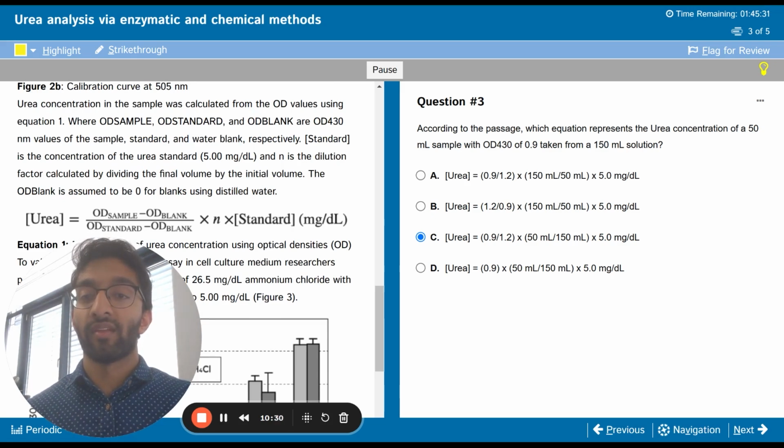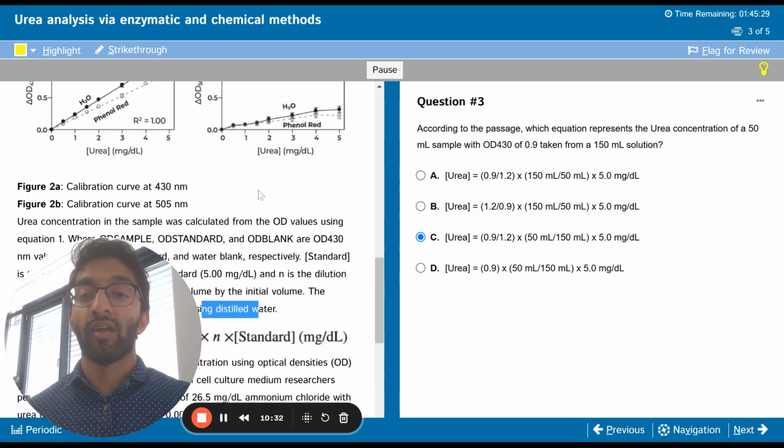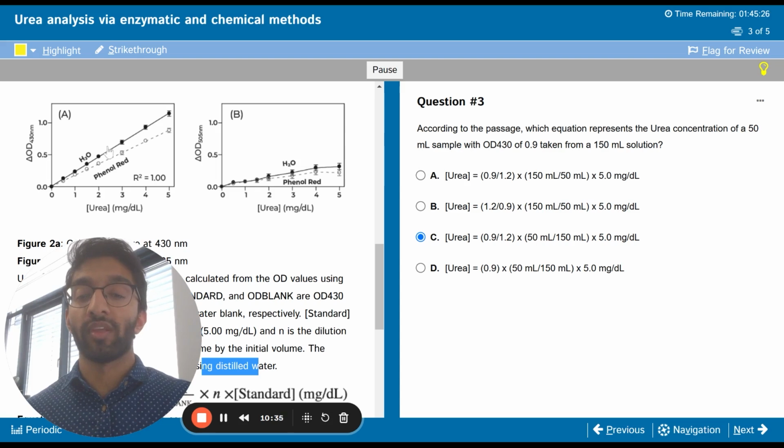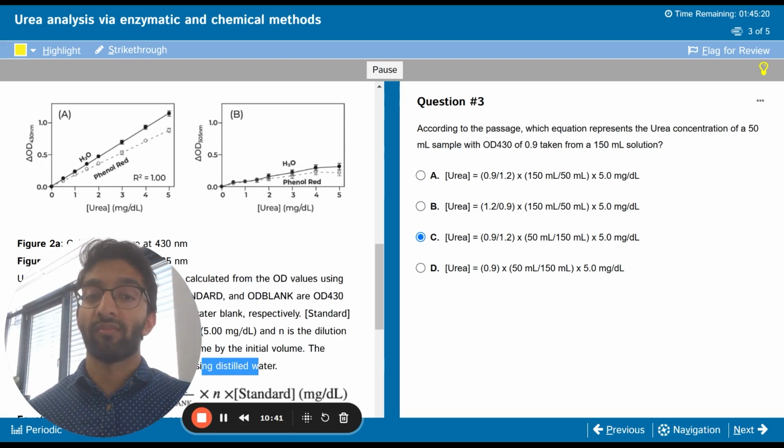That's the water blank, and blanks are distilled water, blah, blah, blah. So it just makes sense that you would probably use the value that's given to you by the water curve. So that's why it'll be 0.9 over 1.2, and the answer is C. Okay, so yeah, let's move on to question 4.